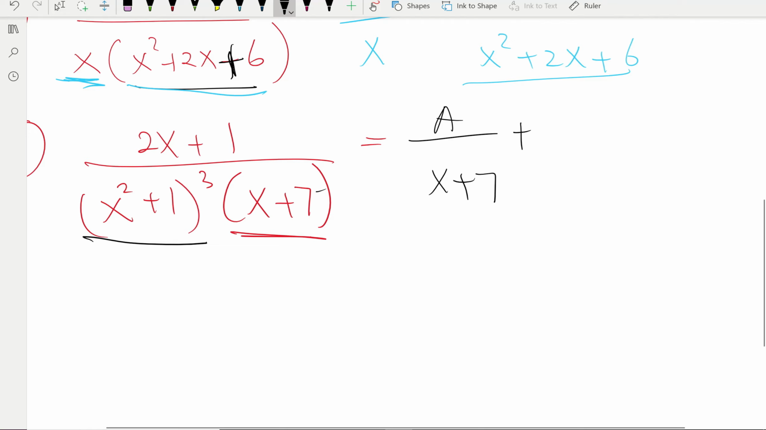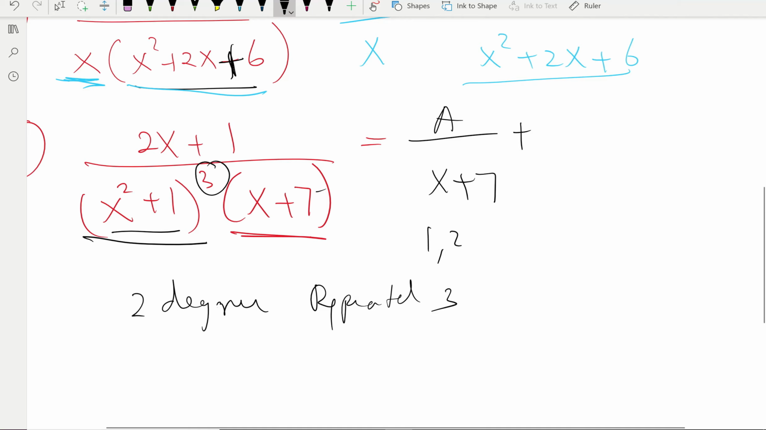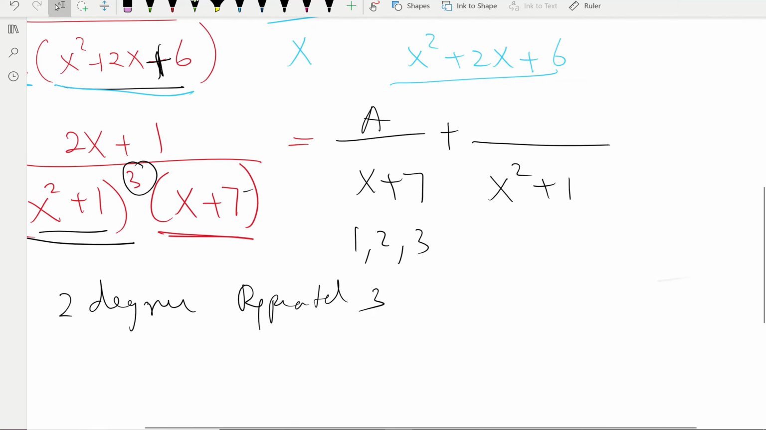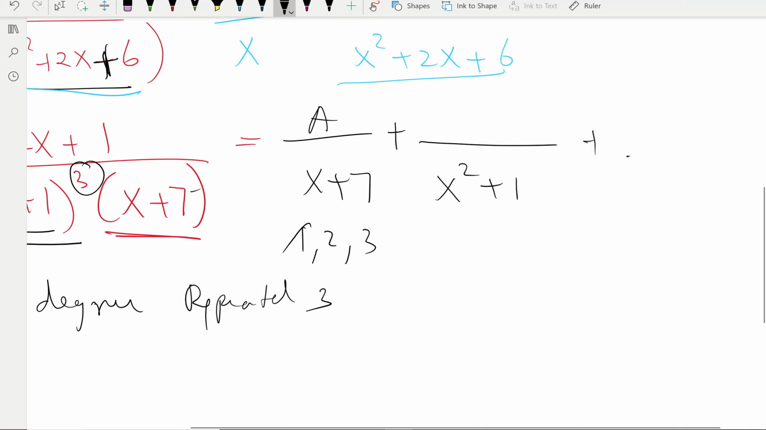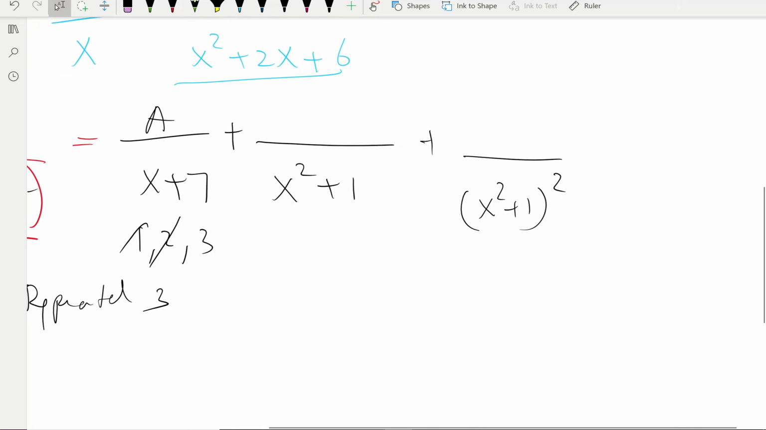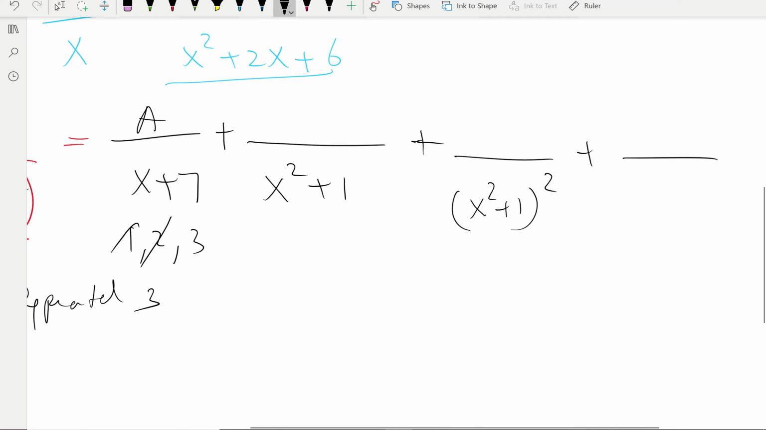So this is a second degree factor, x square plus 1, repeated 3 times, right? So we count up to 3, 1, 2, 3. So the fractions will be x square plus 1. So that's for 1, okay? And x square plus 1 square, that's for 2, plus for 3 x square plus 1 cube.